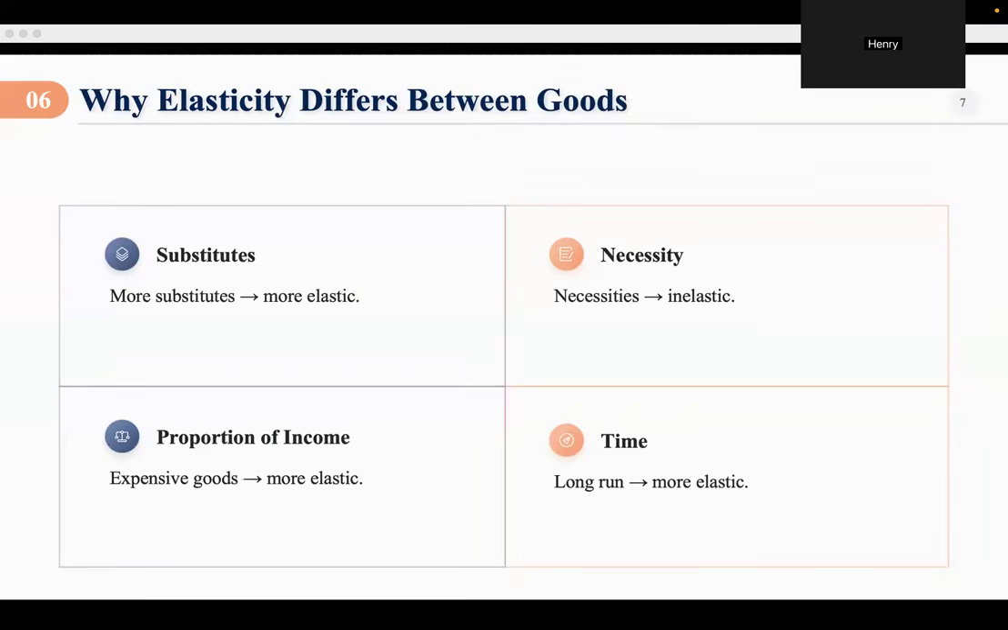However, elasticity is not random. It depends on several key factors. 1. Substitutes. The more substitutes a good has, the more elastic demand is. Consumers can easily switch. 2. Necessity versus luxury. Necessities tend to be inelastic. Luxuries tend to be elastic. 3. Proportion of income. Expensive goods take up a larger share of income, so demand is more elastic. 4. Time. Demand is usually more elastic in the long run. Consumers have more time to adjust behavior. These factors explain why elasticity varies across different goods.